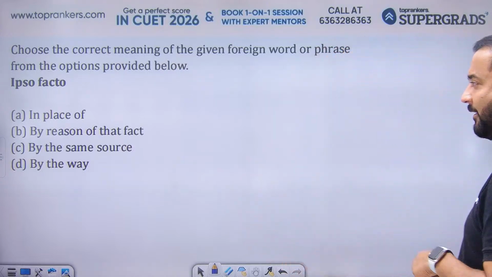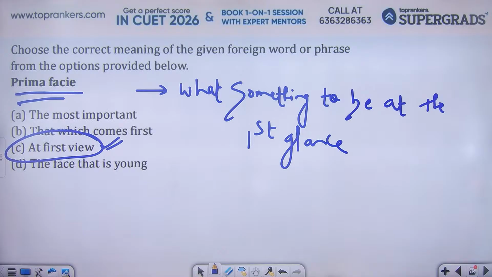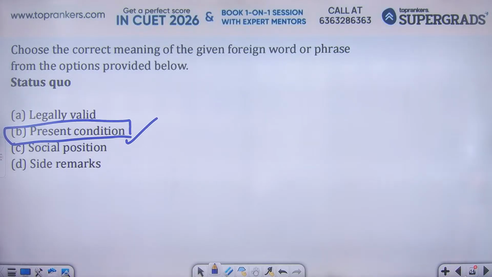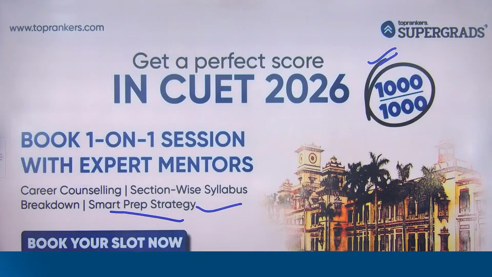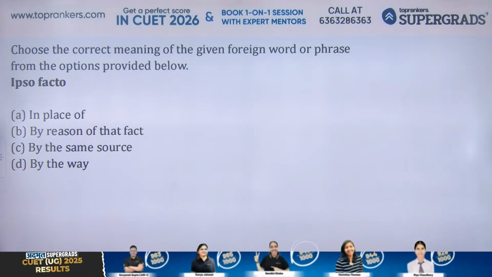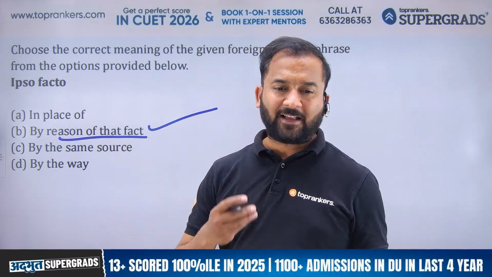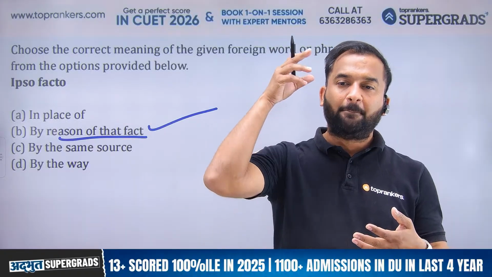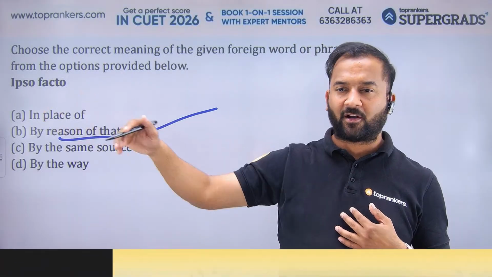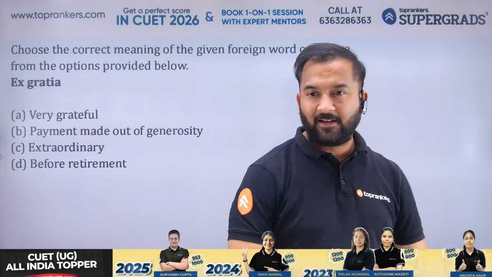Ipso facto. From facto, you can perhaps identify fact here. I'm believing you can remember fact from facto. Just give me a second, guys. So where is fact written? It's given in option B. By reason of that particular fact, the particular fact that has been mentioned earlier, it must have been mentioned somewhere before. So that is ipso facto. B must be the correct answer to this question, students. Let's quickly move to the next one.